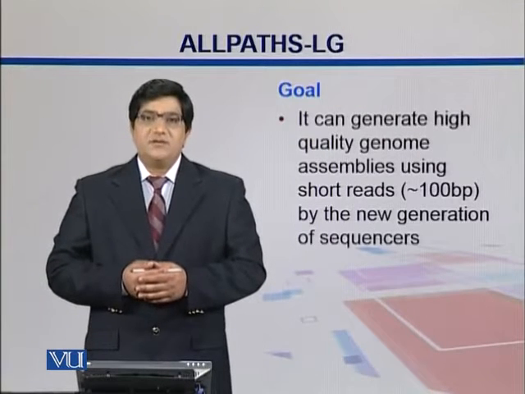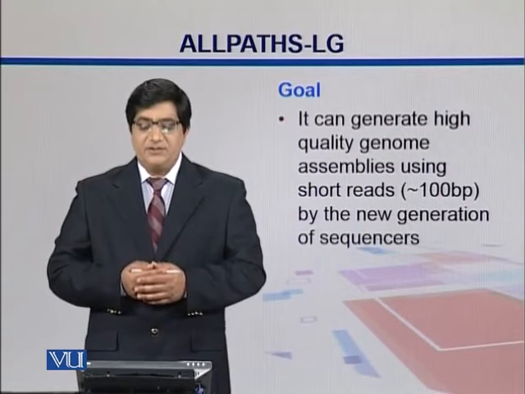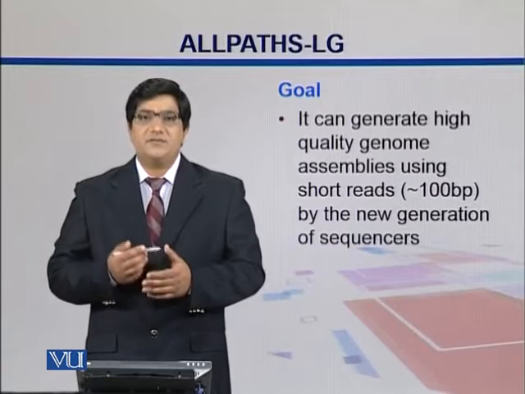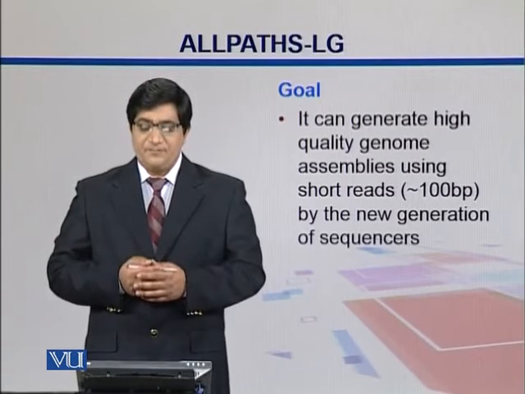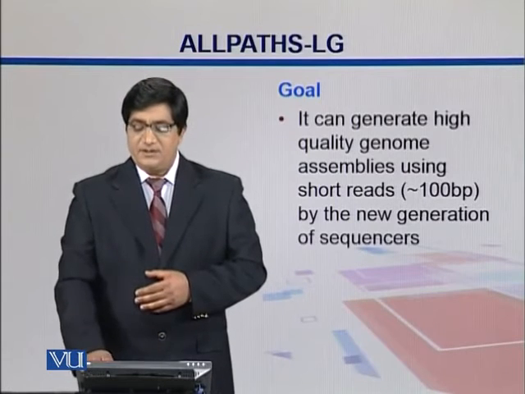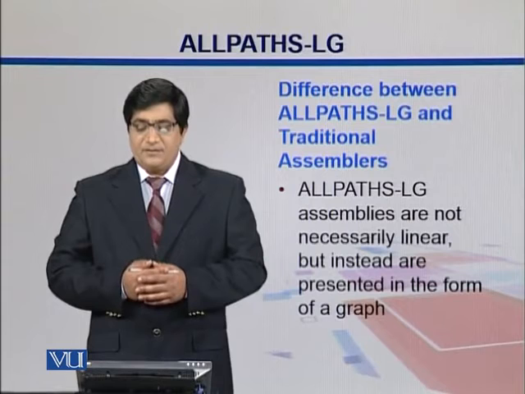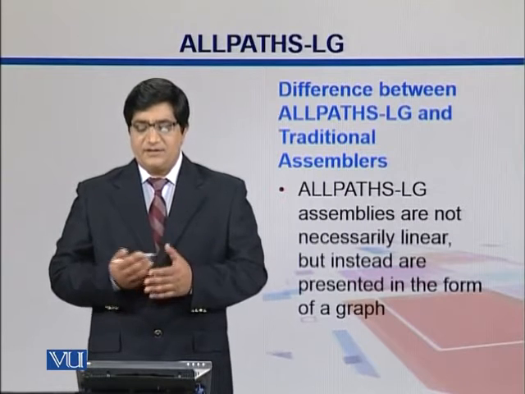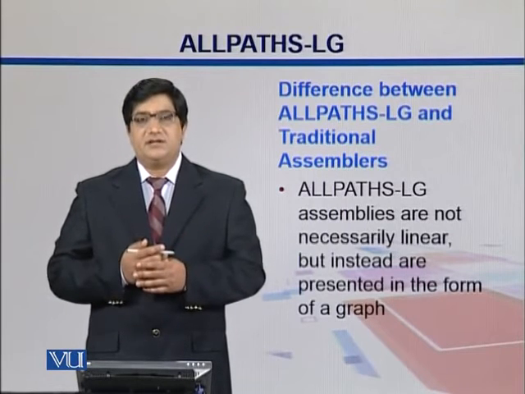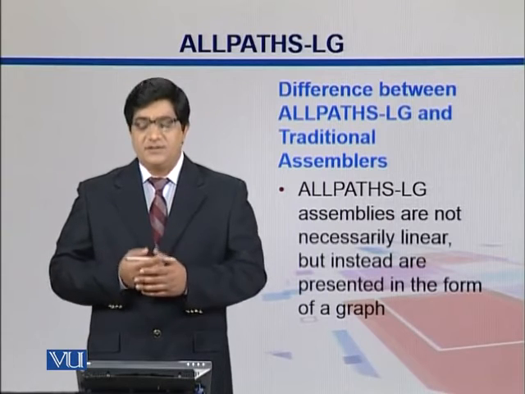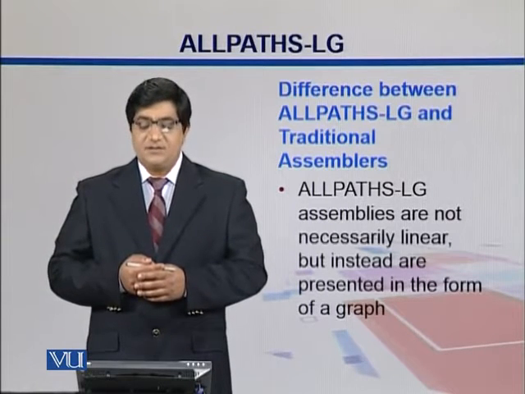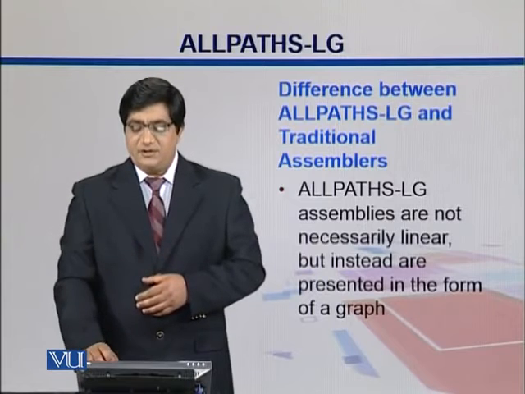The goal of this assembler is to generate high quality genome assemblies using short reads, approximately 100 base pairs, mainly coming from machines like Illumina, and it can put them together. Assemblies are not linear, so it's not putting them in a linear fashion. It presents those assemblies in the shape of graphs. I will look into this algorithm later on.